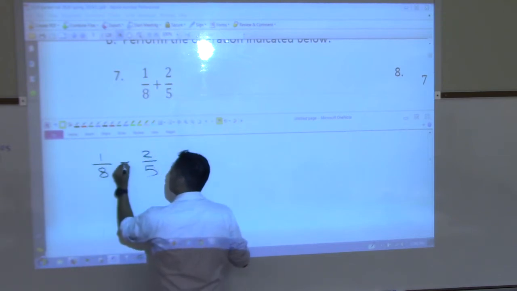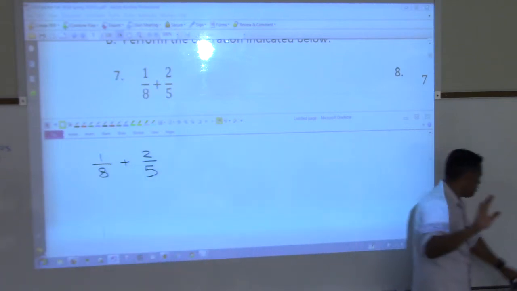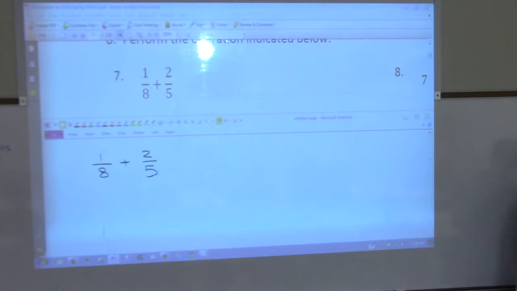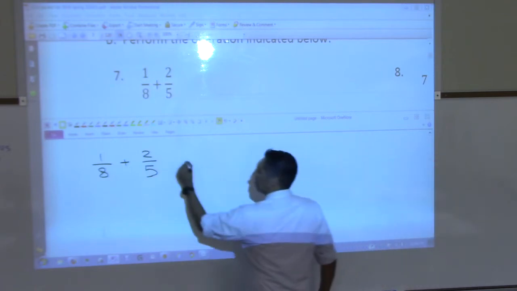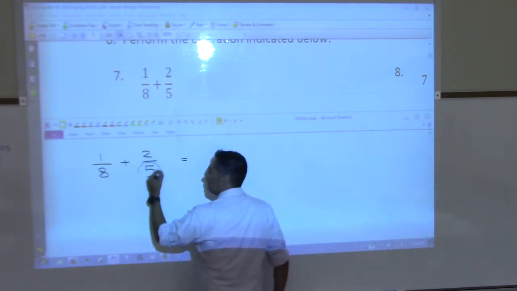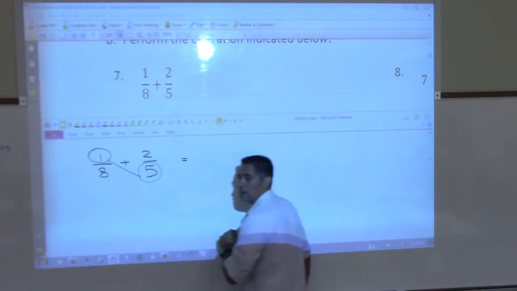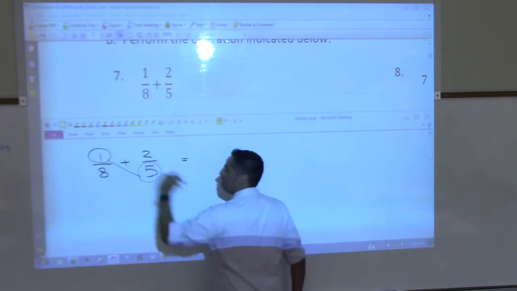Let's go back to the original problem right there. Now, if you're okay with what we just did, we don't need to worry about it. We can just stick with what we just did. But if you want the shortcut, here it is. What you do is you take this denominator, you multiply it times this. All right? So 5 times 1 gives you what?